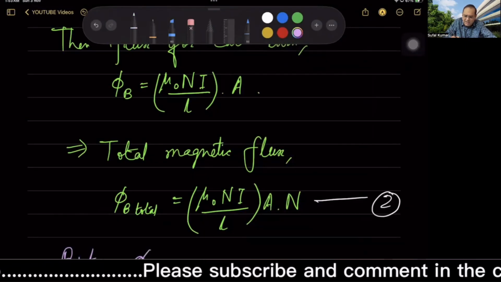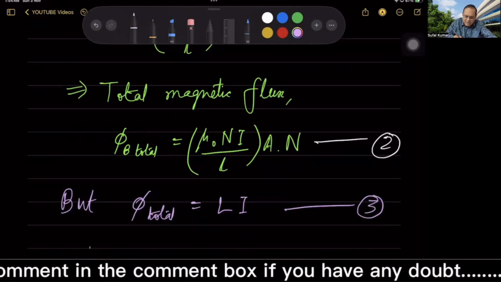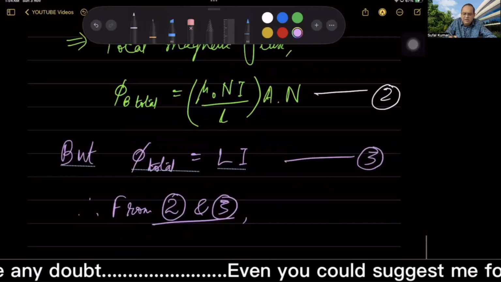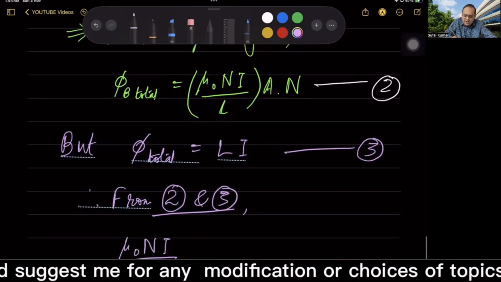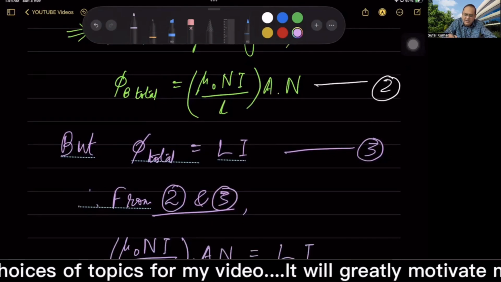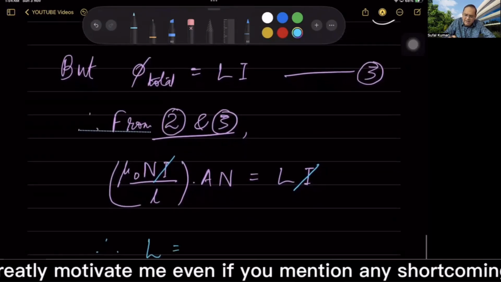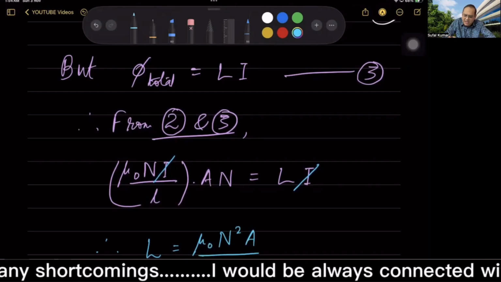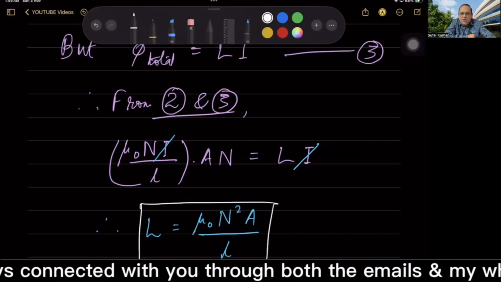But phi total is also equal to Li. Therefore, from 2 and 3, we'll be equating both the expressions. Mu naught N I by L A N is equal to Li. I will cancel out. Therefore, L is mu naught N square A by L. This is the expression for the self-inductance of a long solenoid.